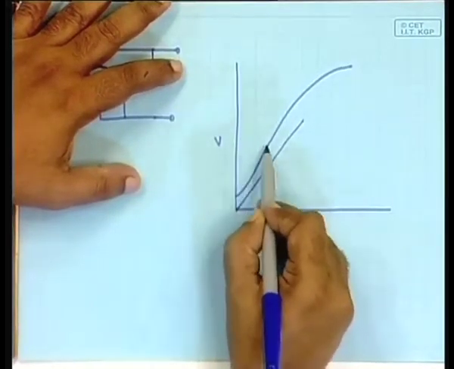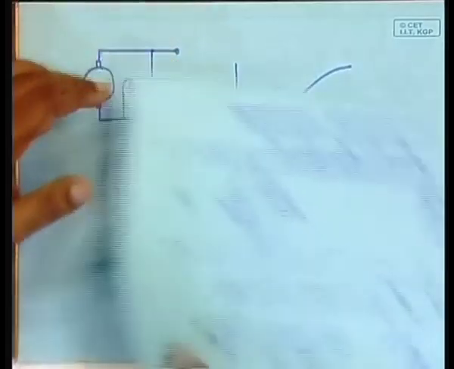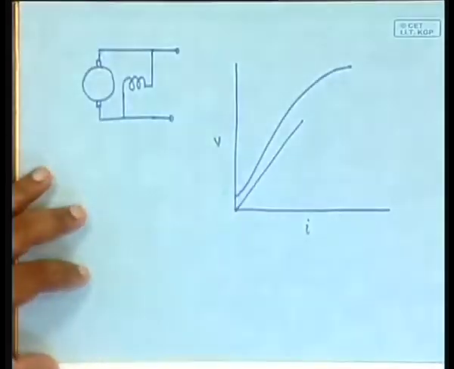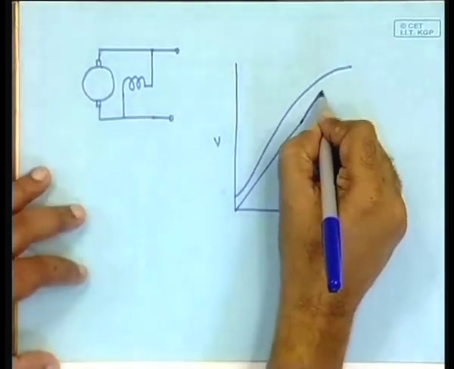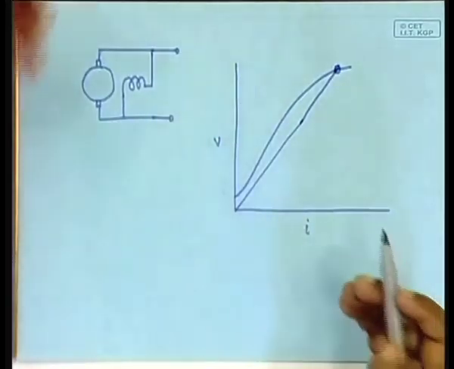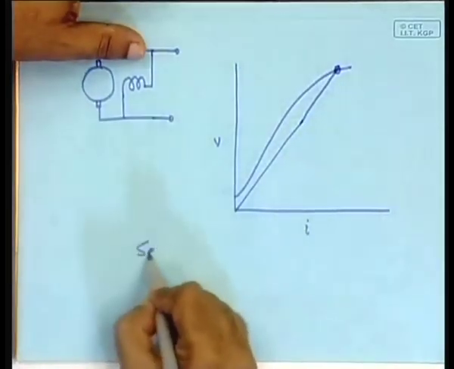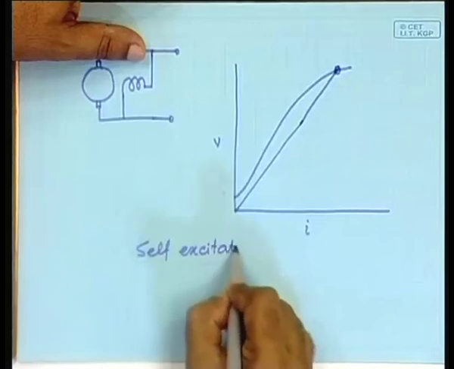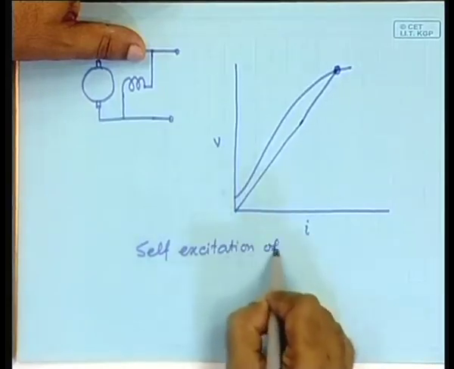But since these two are connected one to the other, where will it work? Where these two graphs meet. This will be the voltage generated. That will be the voltage generated. This is the process of self excitation of the induction generator.